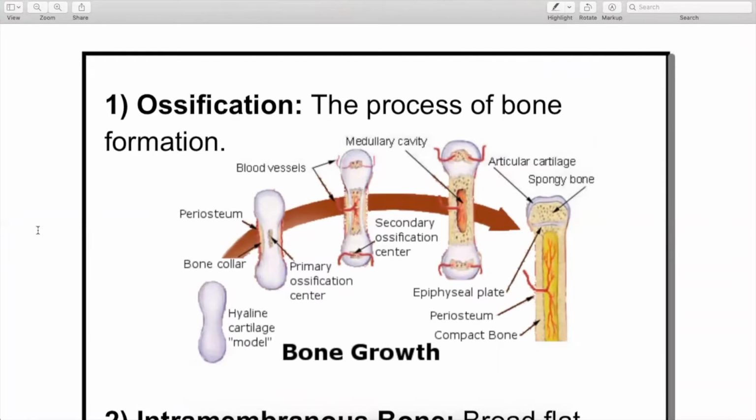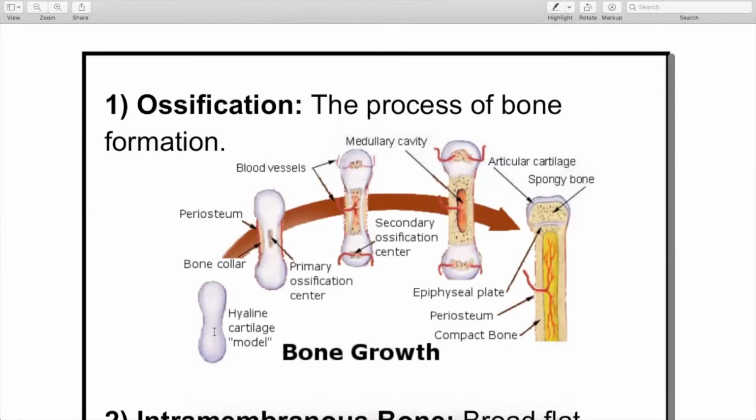Starting off is a word I already said, ossification. The process of bone formation, to create bones. That's right, to ossify, to make bones. So here we see a little picture of bones forming. Down here, it starts off as cartilage. That's what this says. Using hyaline cartilage.